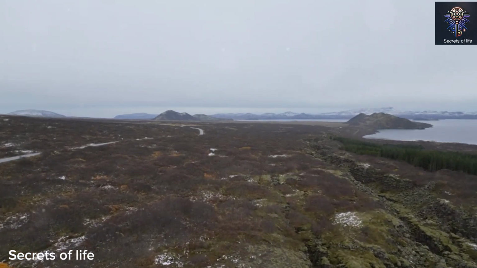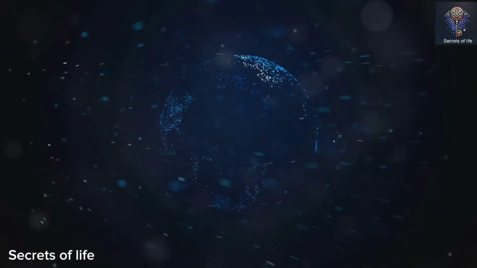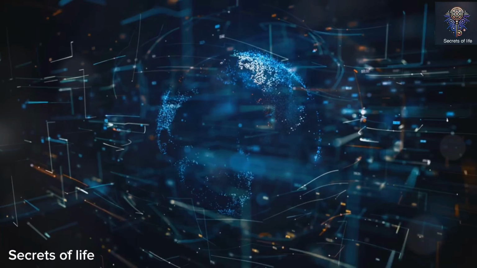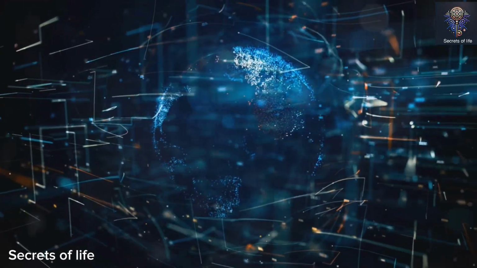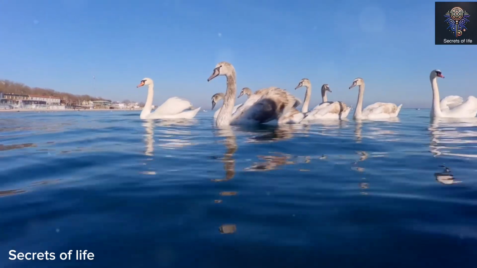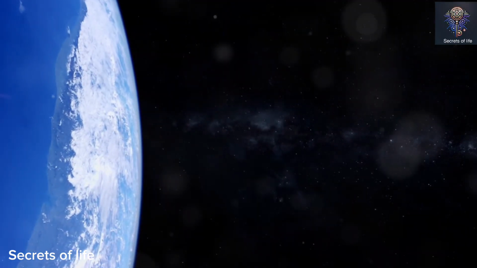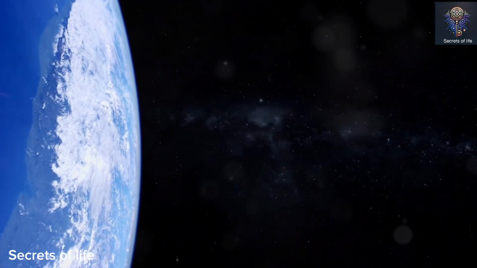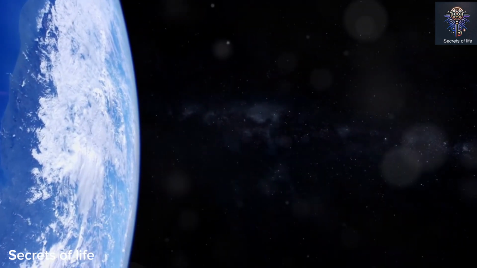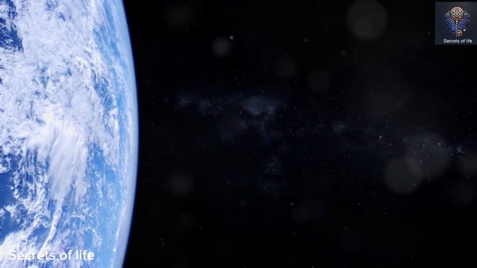These interactions are responsible for the planet's continuous transformation. The dynamic processes within the Earth contribute to its unique features, from the highest mountains to the deepest ocean trenches. As we continue to explore and learn more about the Earth's interior, we uncover the mysteries of its formation and the forces that shape it. We gain a deeper understanding of our place in the vast universe. This knowledge not only satisfies our curiosity, but also helps us protect and preserve our planet for future generations.